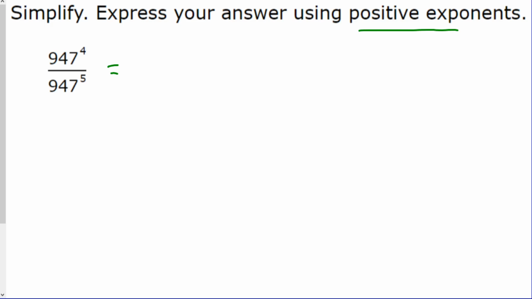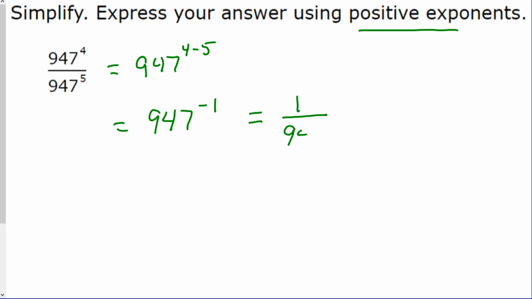All right, so let's just do this using the properties that we've learned for exponents. When we divide, they have the same base. So when we divide two terms that have the same base, we can subtract the exponents. So 4 minus 5. 4 minus 5 is negative 1. So we end up with 947 to the negative 1 power, but they want us to use positive exponents. So we need to flip that over. And now that 1 is positive. And we don't have to write the 1.